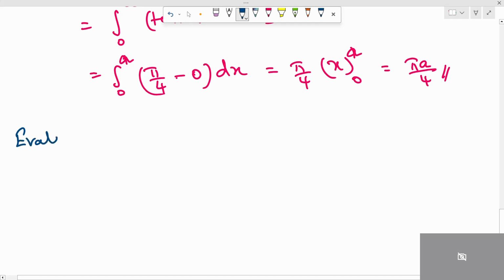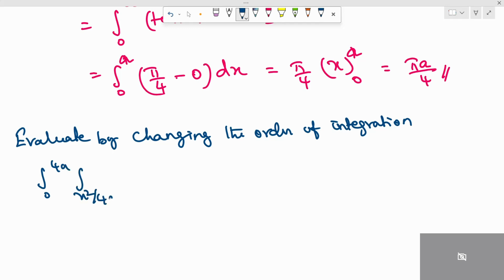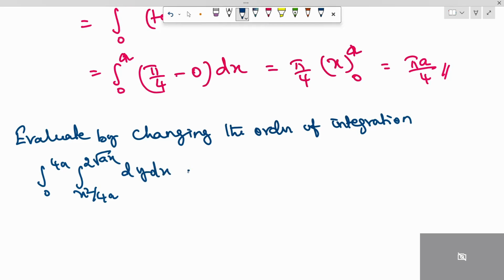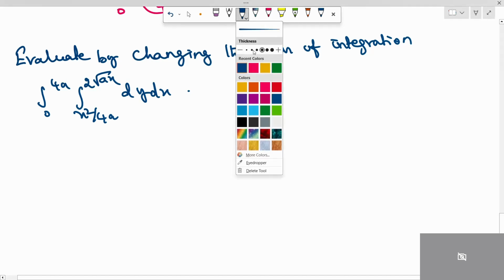Evaluate by changing the order of integration. Integral 0 to 4a, integral x square by 4a to 2 root ax, dy dx. Okay, now we are going to evaluate this one by changing the order of integration.